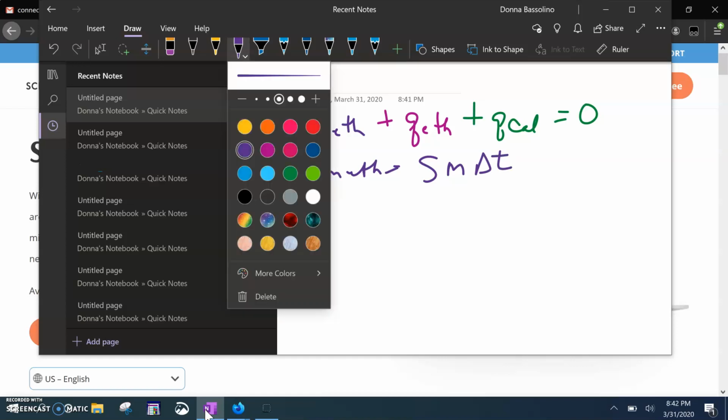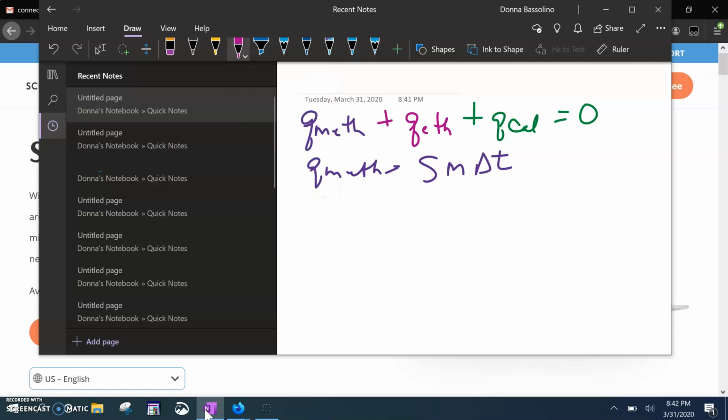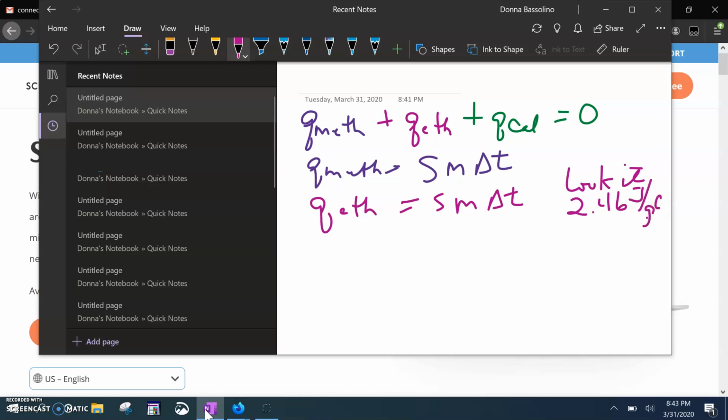And then this was where I think it was a little tricky. The Q for the ethanol is equal to S M delta T. And they didn't give you the S, so you have to look it up. You can either look it up in your textbook, or I will tell you that it is 2.46. If your thing is ethanol, it's 2.46. Okay, so that's joules per gram C. Right. So that was the tricky part. You got confused, but they didn't tell you, and you had to go look it up, or it's in the textbook.